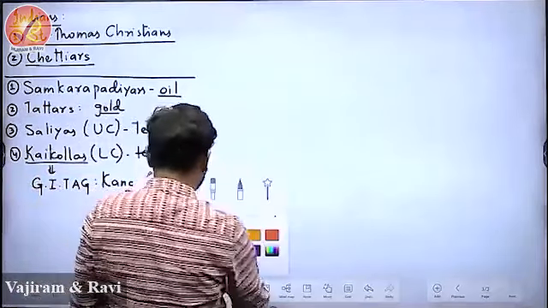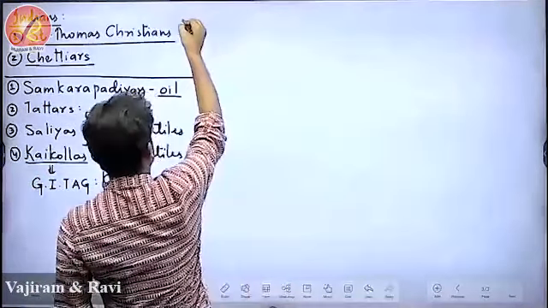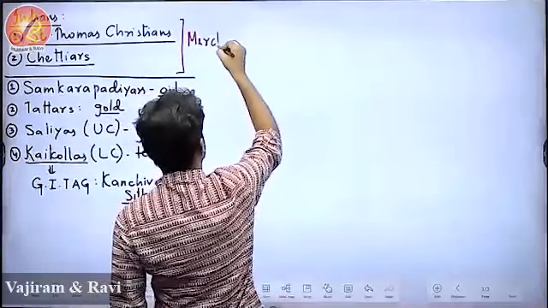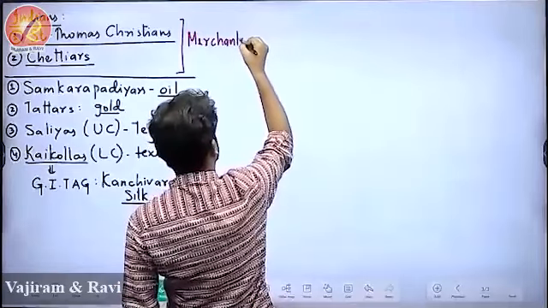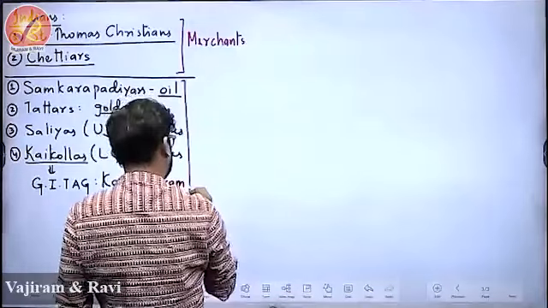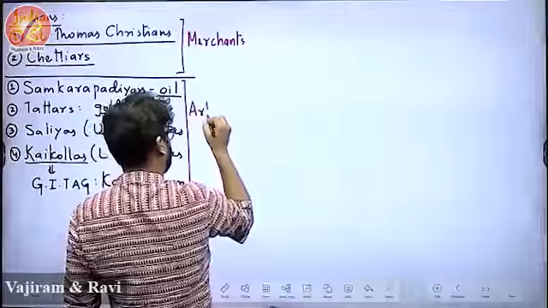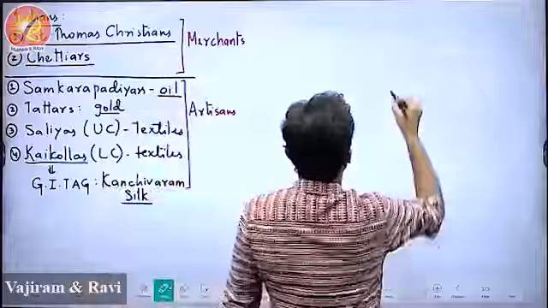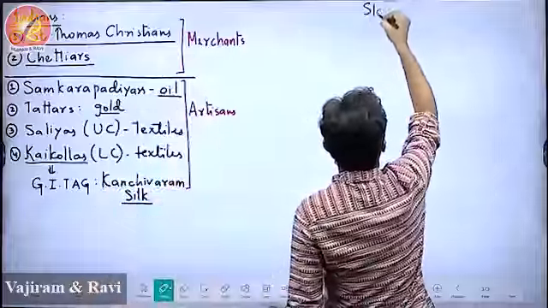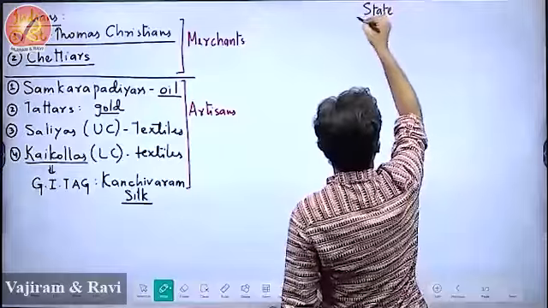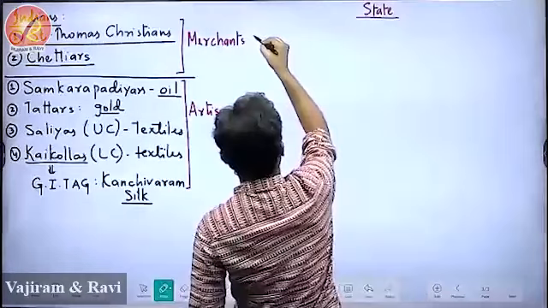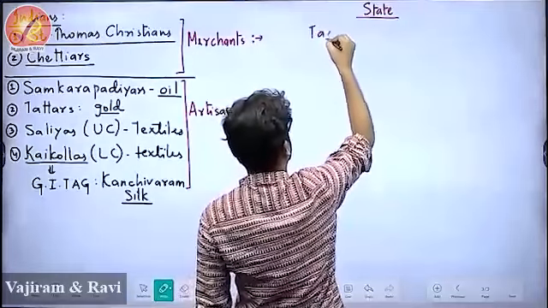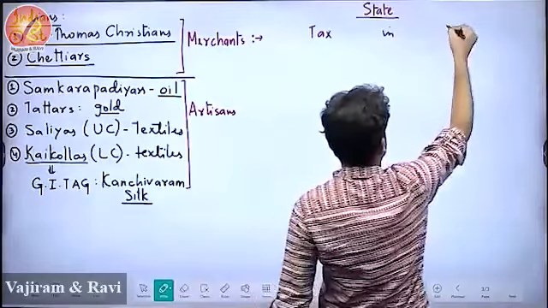Now, why have I divided them into two? Number 1 and 2, I put into the category of merchants. The rest four are in the category of artisans. Why is the king so rich? Because the state takes taxes from these people. Now, when the state is taking tax from the merchant, they have to pay their tax in cash only.